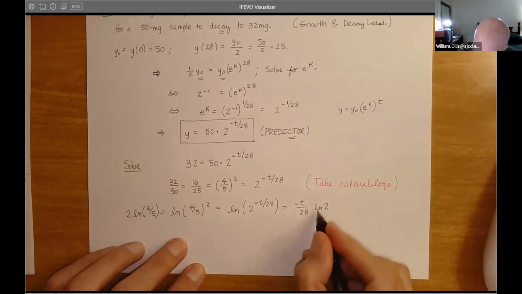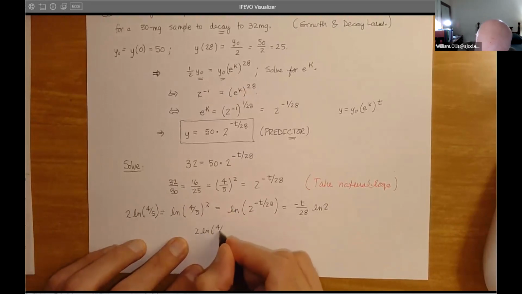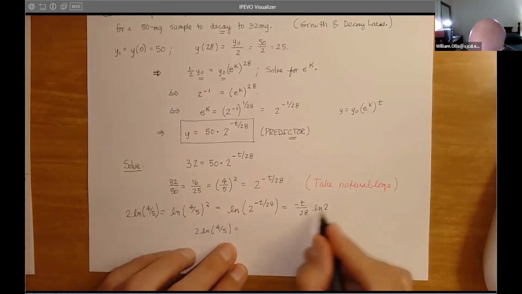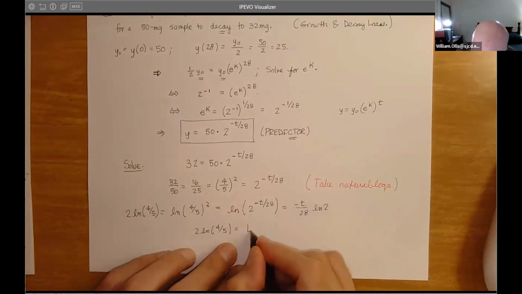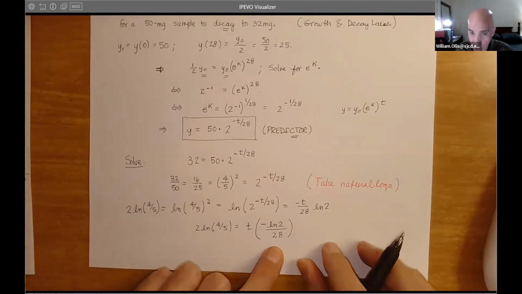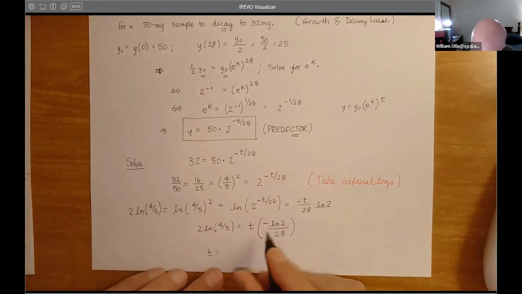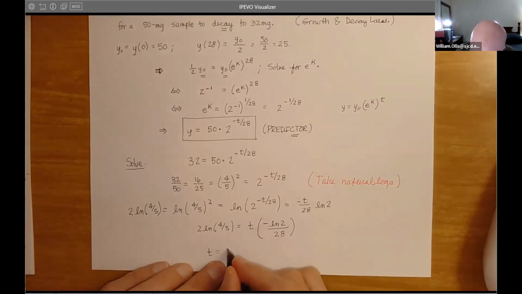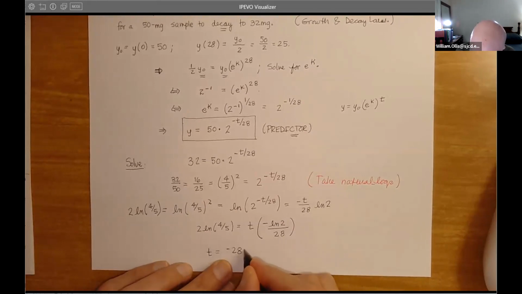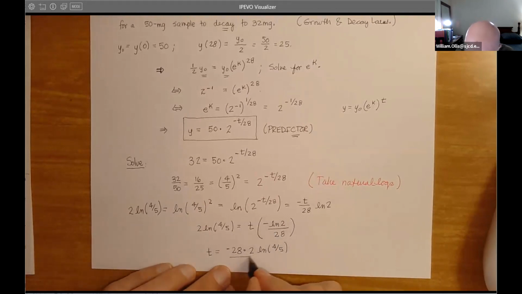So if you like, let's go ahead and do this in a user-friendly mode. So we have 2 natural log 4/5 equals, and so here we can kind of move the numbers over, t, and we'll do negative log 2 divided by 28, just so we have a coefficient for t, and so we can invert and multiply. So t, in this case, we'll just go ahead and move the negative up. So we have negative 28 times 2 ln 4/5 divided by log 2.